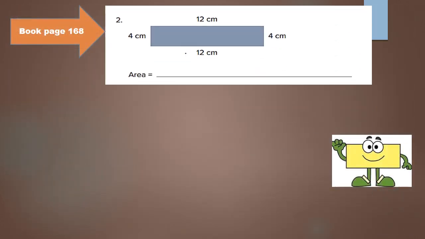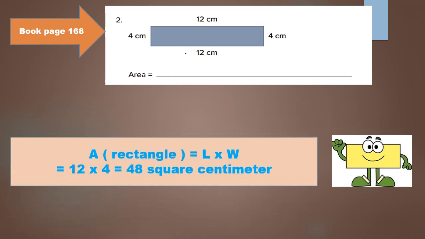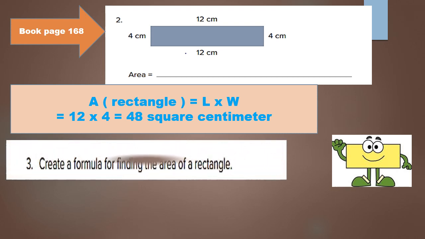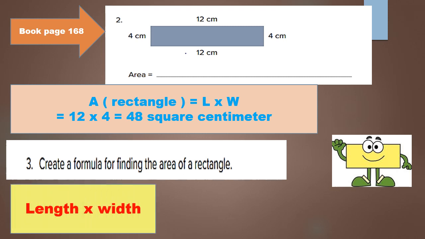Number 2, here we have another rectangle. To get the area here, we have the length and the width. So length times width equals 12 times 4 equals 48 square centimeters. Number 3, create a formula for finding the area of rectangle. The formula of the area of rectangle is length times width.